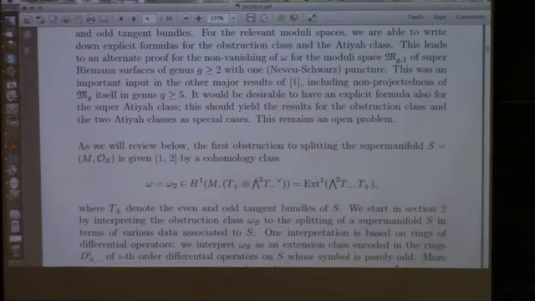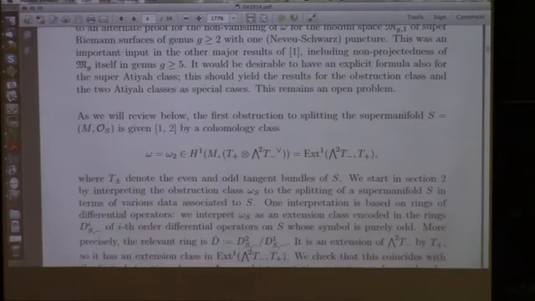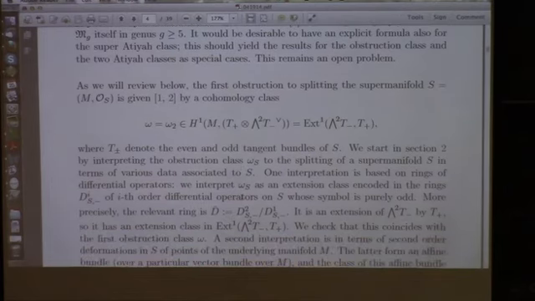One interpretation is in terms of rings of differential operators. I can interpret the obstruction as an extension class encoded in the rings of those ith-order differential operators on a supermanifold whose symbol is purely odd, that is, the highest degree piece of the differential operator is purely odd. So more precisely, there's V2, and the odd part of V2 and the odd part of V1. And if you write them down and you take the quotient, that turns out to be just the right extension. So that's one way to interpret it.